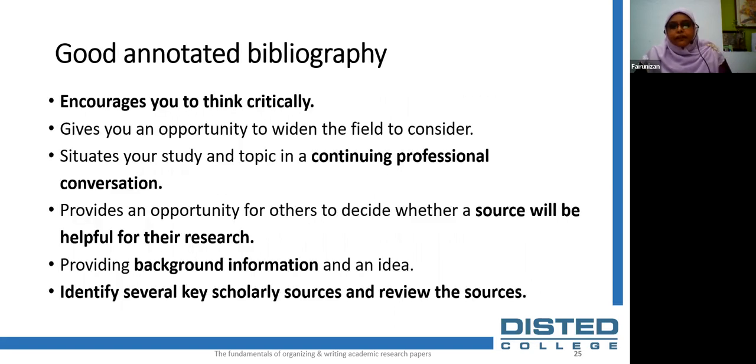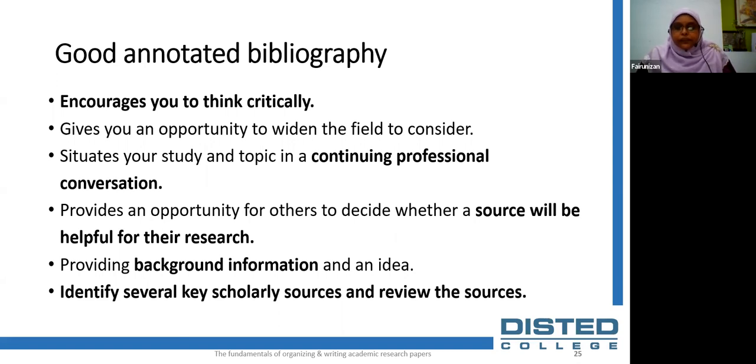Next, please. A good annotated bibliography also encourages you to think critically about the content of the work you are using, their place within the broader field of the study, and also their relation to your own research assumptions and ideas. So it will give you an opportunity to widen the field to consider and include key digital, multimedia, or archival materials among your review of the literature.